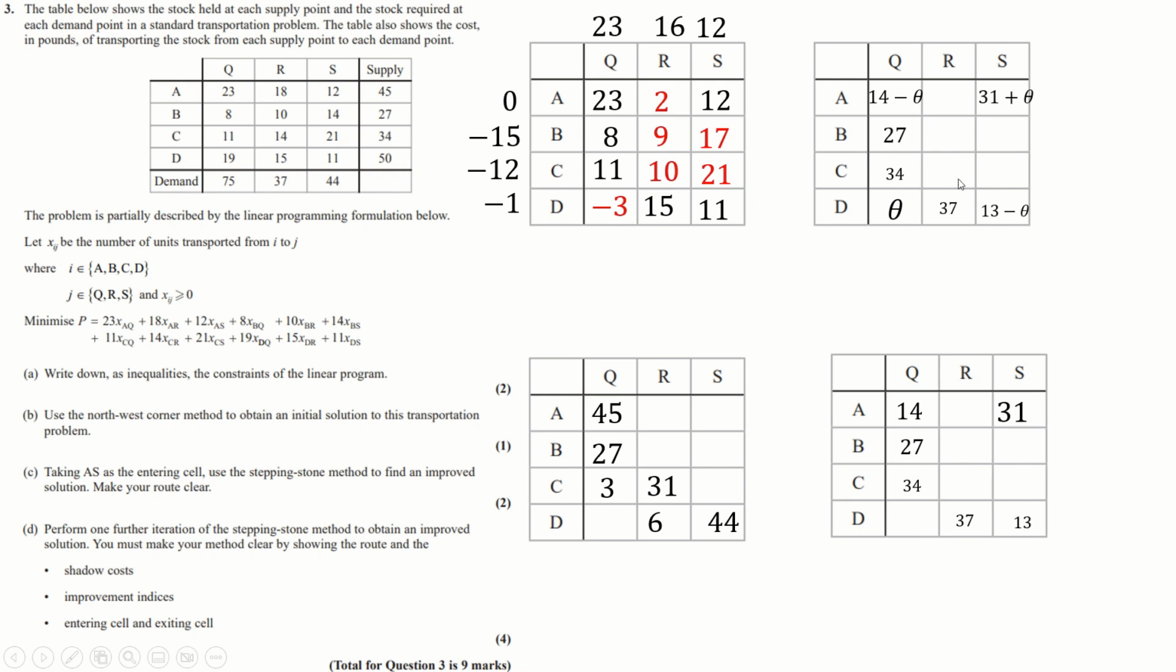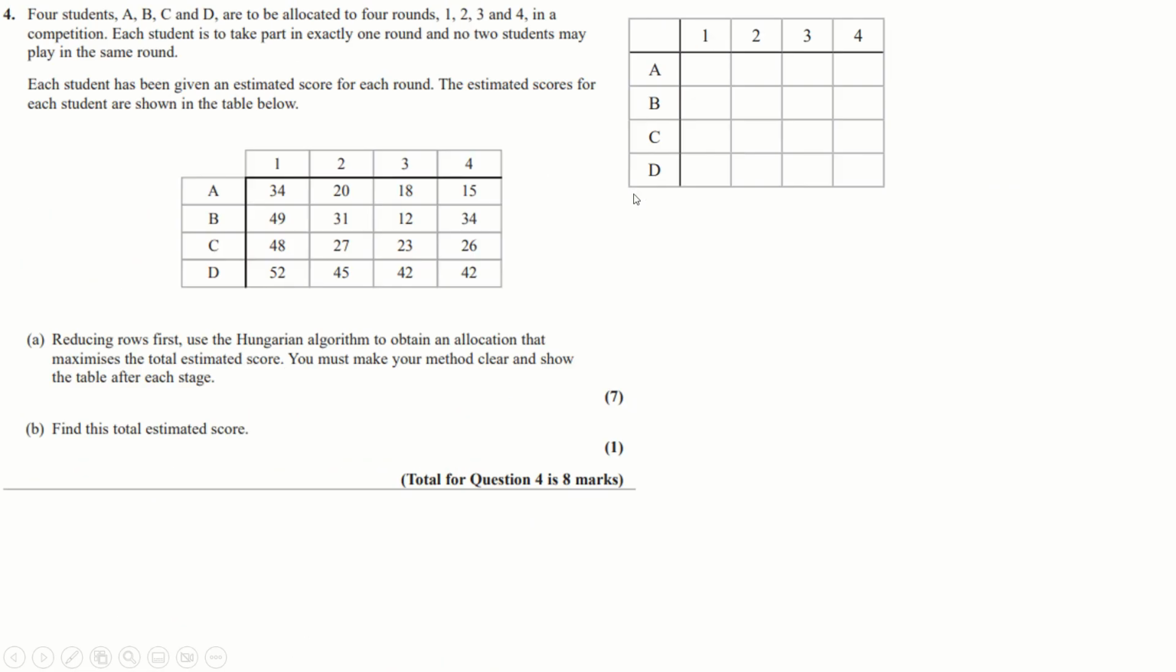The biggest we can make theta here is 13, which gives us this solution, just making theta 13 everywhere. And yeah, that will be it. Entering cell DQ. Exiting cell was the one that went away, which was this one here, DS. So yeah, good. That's that question done as well.